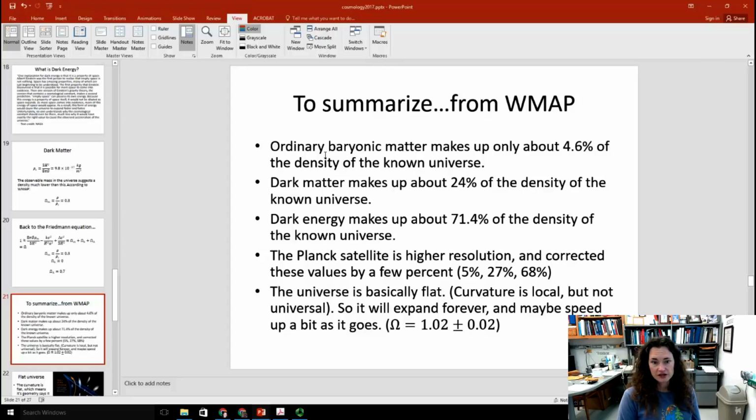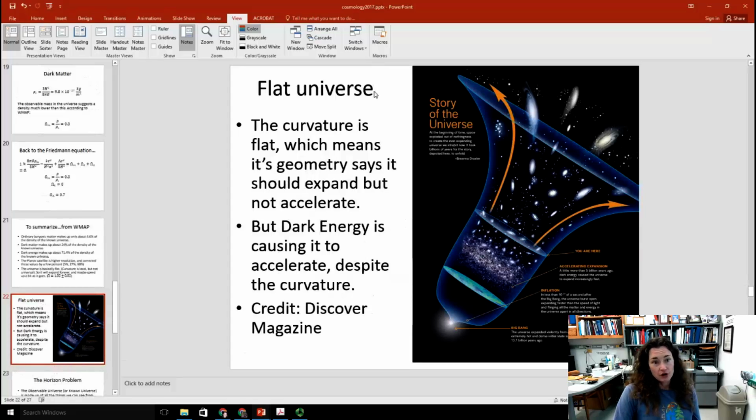Also, from these satellites, it tells us the universe is basically flat. There's local curvature of space-time from stars, black holes and all that, but it's not a universal curvature. So what this tells us is the universe will expand forever and maybe speed up a little bit as it goes, because right now we think omega is slightly larger than 1. So the curvature is flat, which means its geometry says it should expand but not accelerate. However, due to the size of this dark energy term, the dark energy is causing it to accelerate despite the curvature.